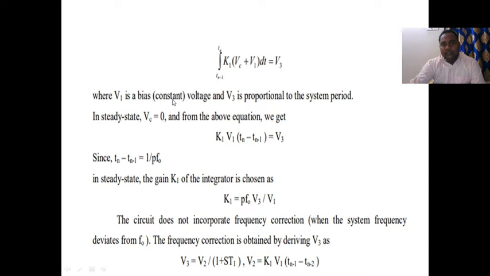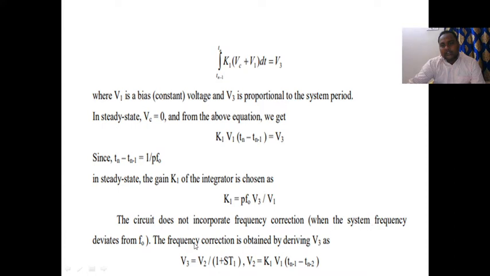where V1 is a bias constant voltage and V3 is proportional to the system period. In steady state, Vc is equal to 0, and from the above equation we get K1 V1 of Tn minus 1 is equal to V3. Since Tn minus 1 is equal to 1 by Pf naught, in steady state the gain K1 of the integrator is chosen as K1 equal to Pf naught V3 by V1. The circuit does not incorporate frequency correction.